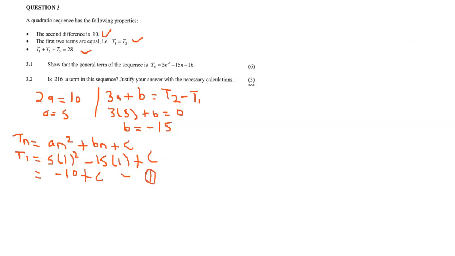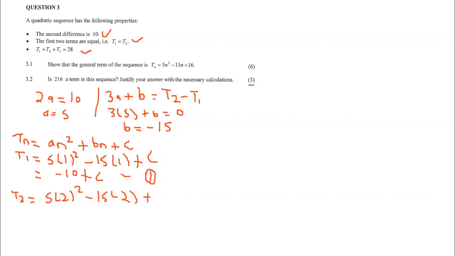And then let's continue now and find T2. The same method again for T2. We already know what a is already. A is 5, so where I see n, I'm going to put 2, and then squared. And then b, we already know it's negative 15, so I'm going to put negative 15 as it is. And then n, we know it's 2 for this instance. And then plus c.